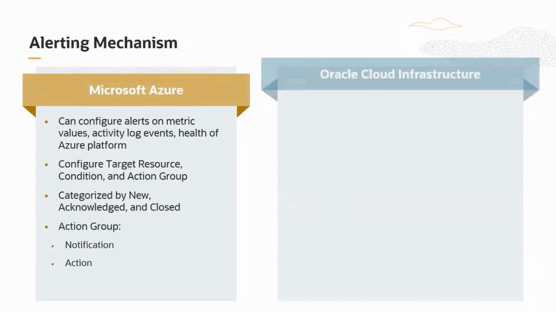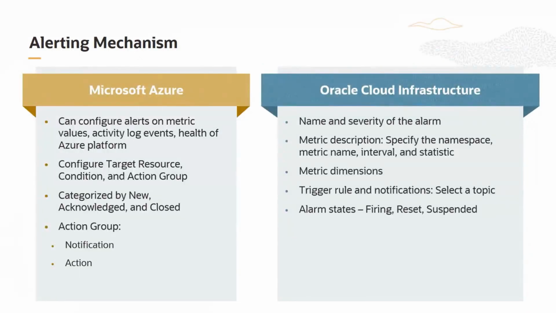Time to talk about the alerting mechanism. Azure has Azure Monitor Alerts. Basically, you define the scope, you define signals, what the criteria is going to be, and the severity, as well as the action. You can set the state of an alert to specify where it is in the resolution process, and there are three different states: new, acknowledged, and closed. There's also a concept of action group, which is a collection of notification preferences and actions.